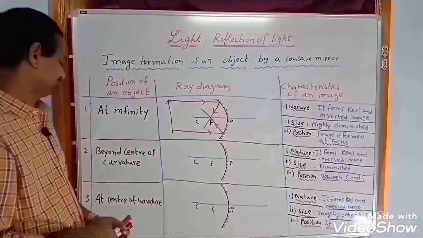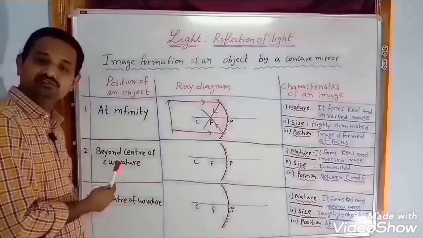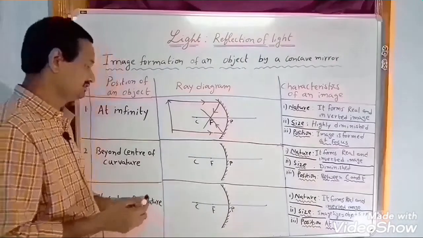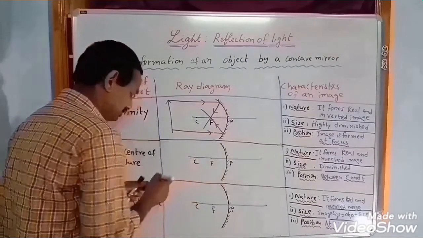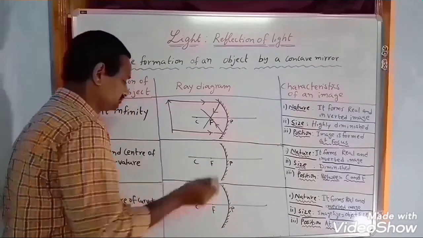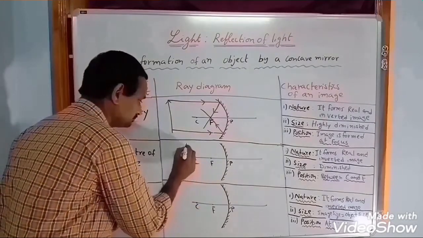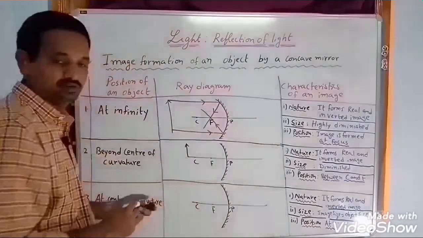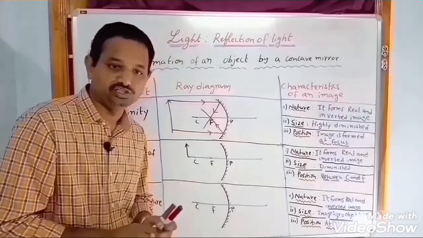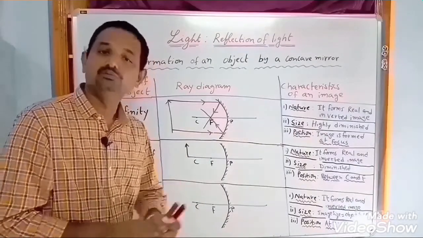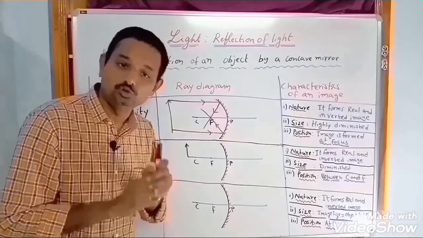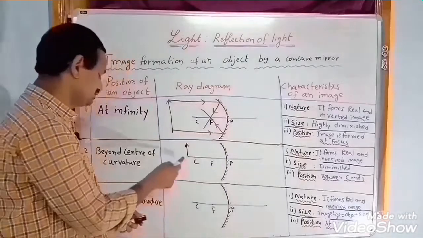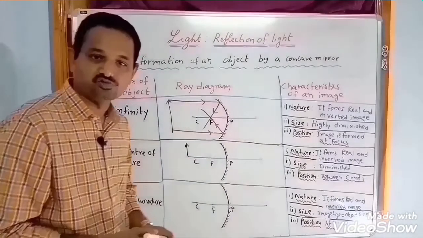Now the second case: when the object is beyond the center of curvature, where does the concave mirror form its image? Look here. Now the object is beyond the center of curvature. Students, one thing I want to say: to form the image, the minimum number of rays required is 2 rays. When the object is beyond the center of curvature, where is the image formed?